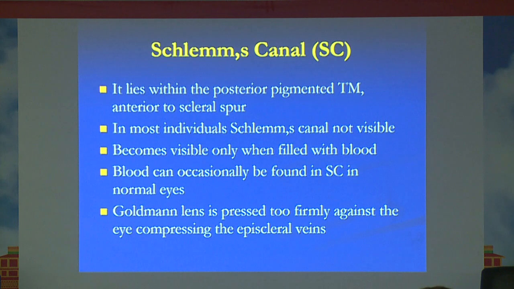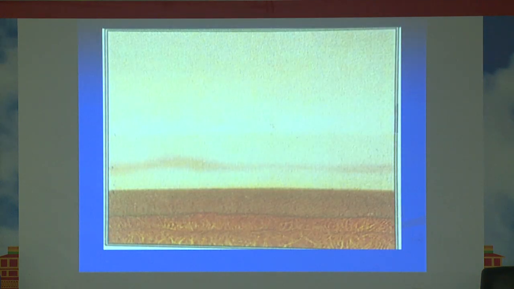Now coming to Schlemm's canal. It lies within the posterior pigmented trabeculum near the spur. In most individuals Schlemm's canal is not visible. It is visible when filled with blood, and sometimes when we press the Goldmann lens too firmly against the cornea, compressing the episcleral veins. Blood in Schlemm's canal is then visible.